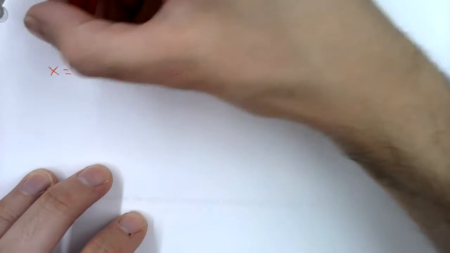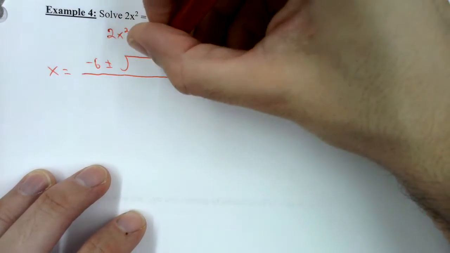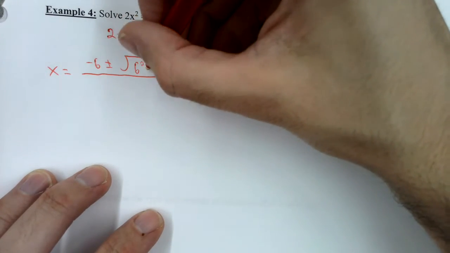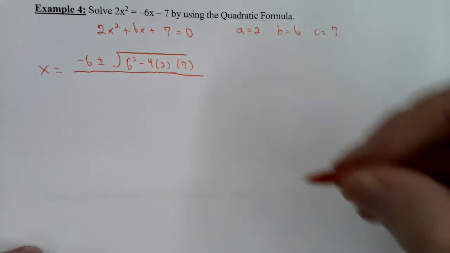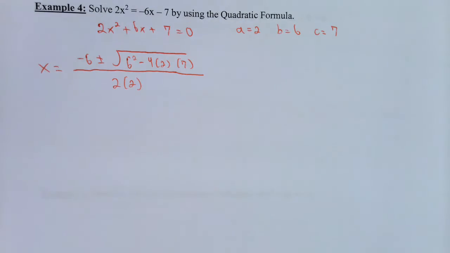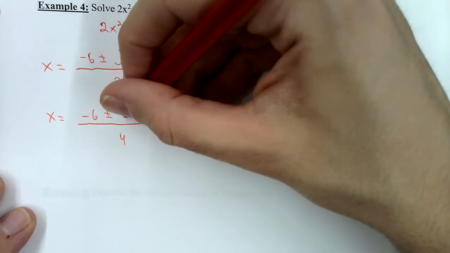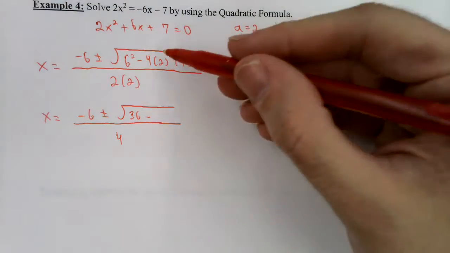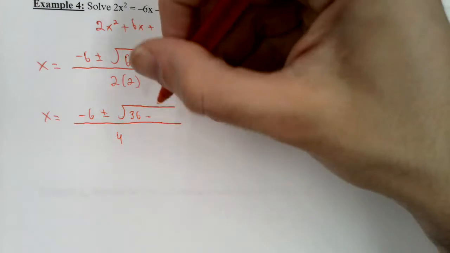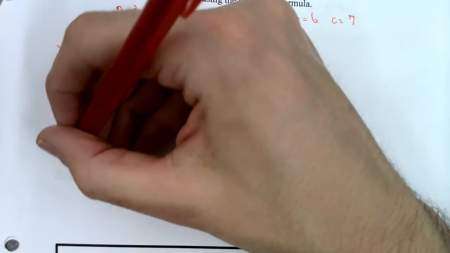So, quadratic formula time. x equals the opposite of b, so negative 6, plus or minus the square root of b squared, so 6 squared, minus 4 times a, which is 2, times c, which is 7, all divided by 2 times a, which is 2 times 2. So x equals negative 6, let's make that 4 in the denominator. 6 squared is 36. Minus 4 times 2 is 8, 8 times 7 is minus 56. That's going to give me negative 20 under the square root.